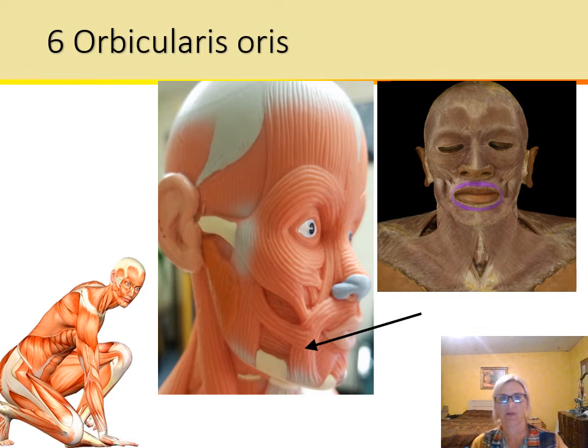Orbicularis oris. So remember, orbicularis means a little circle, and so we did orbicularis oculi. And now orbicularis oris is the one that goes around the mouth. So it's a little circle around the mouth. And this muscle is what actually helps you to purse your lips.